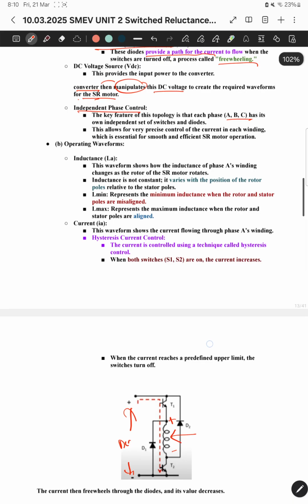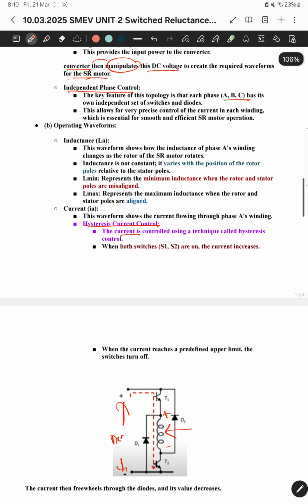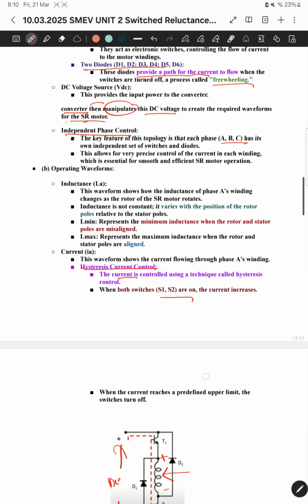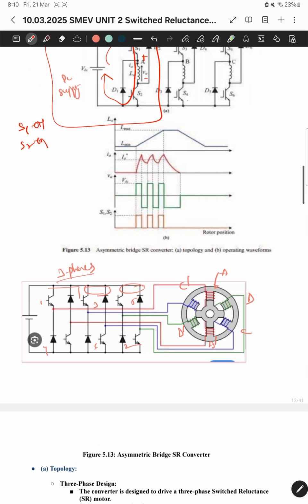Now here we are using a hysteresis current control loop. What is the current control method here? It is the hysteresis current control method. So what does this mean? Here the current is controlled within a certain range. When the current reaches the maximum value, the switches are automatically disconnected. When the current reaches the minimum value, the switches are turned on again. This is what is specified here. You can see the hysteresis current control: this is I max and this is I minimum.